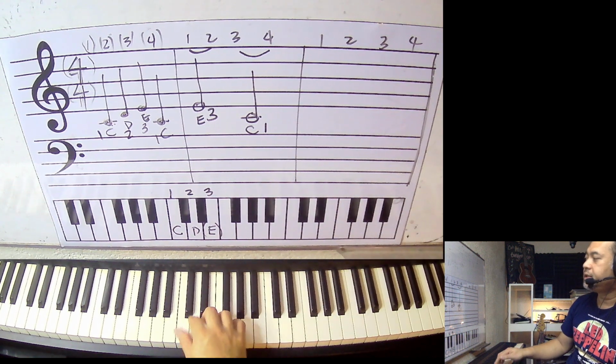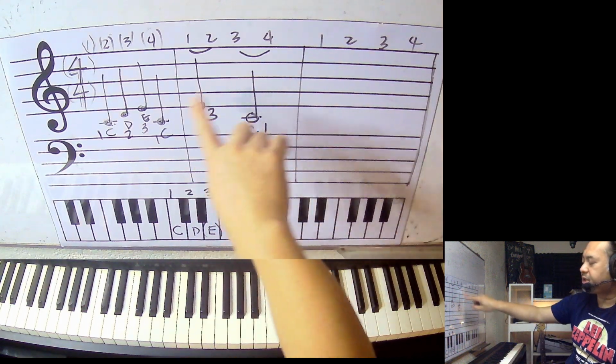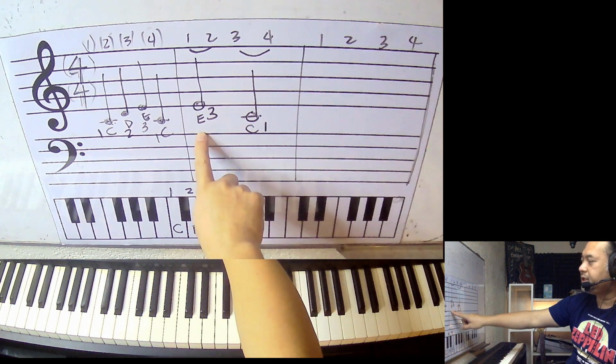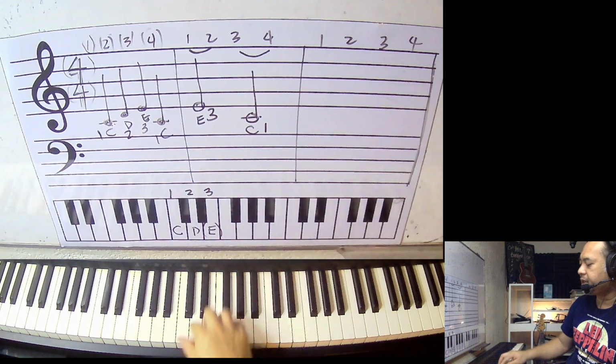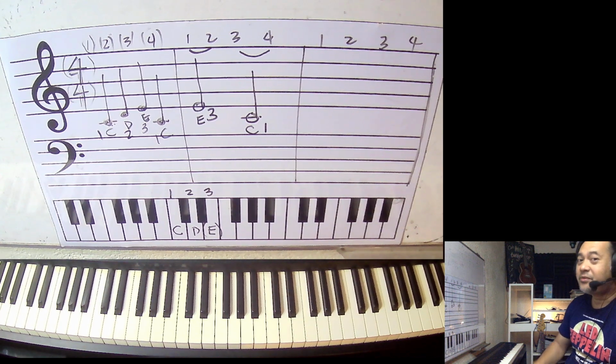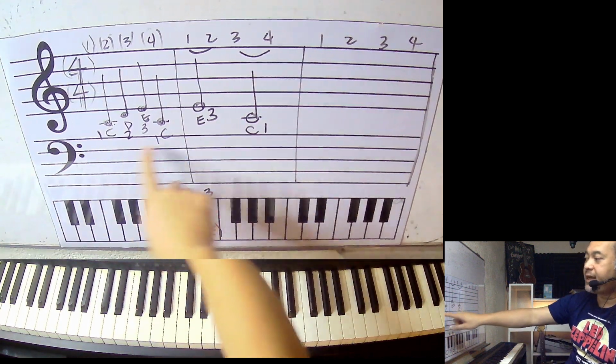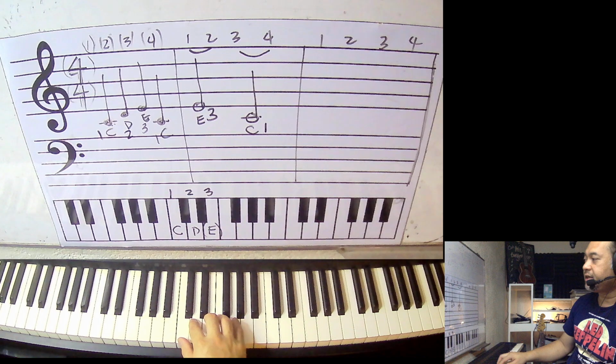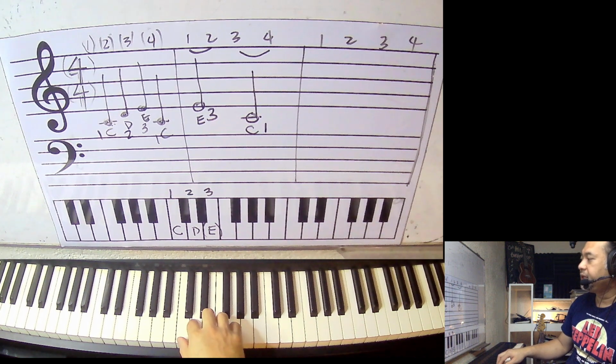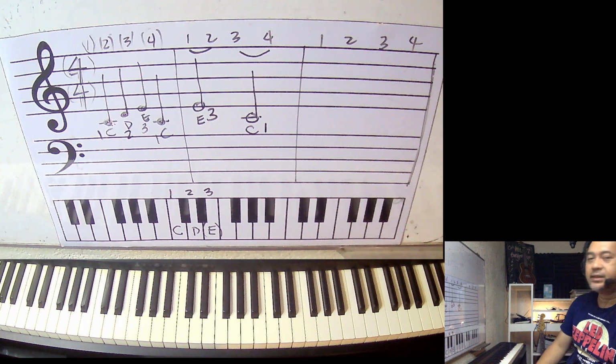3, 4, release. If I play this measure only, starting on E, 2 counts, and C, 2 counts, it will sound like this. 1, 2, 3, 4. There you go. Very easy, right? So if I combine, starting from the first measure, I count down first 4 counts. 1, 2, 3, 4. 1, 2, 3, 4. 1, 2, 3, 4. There you go.